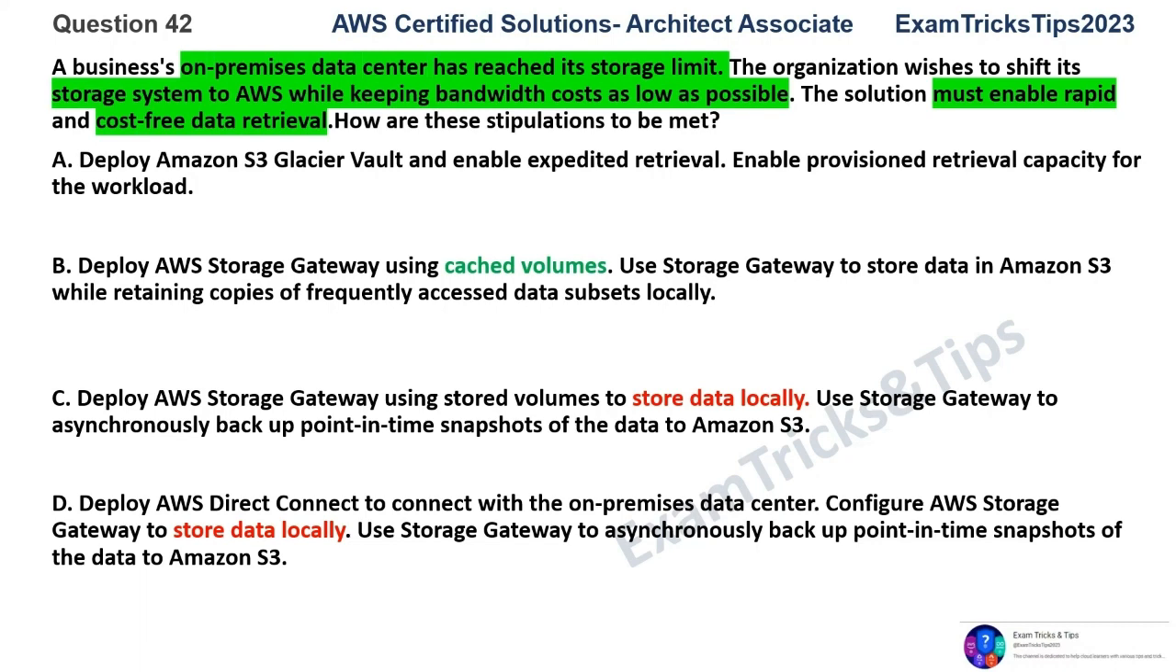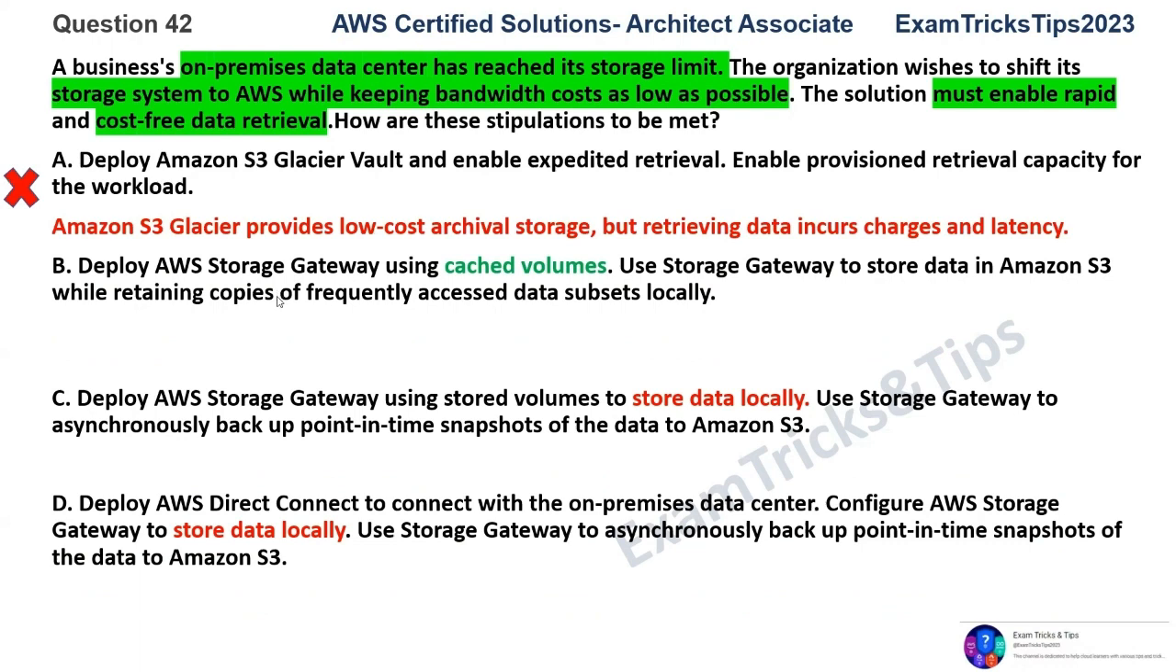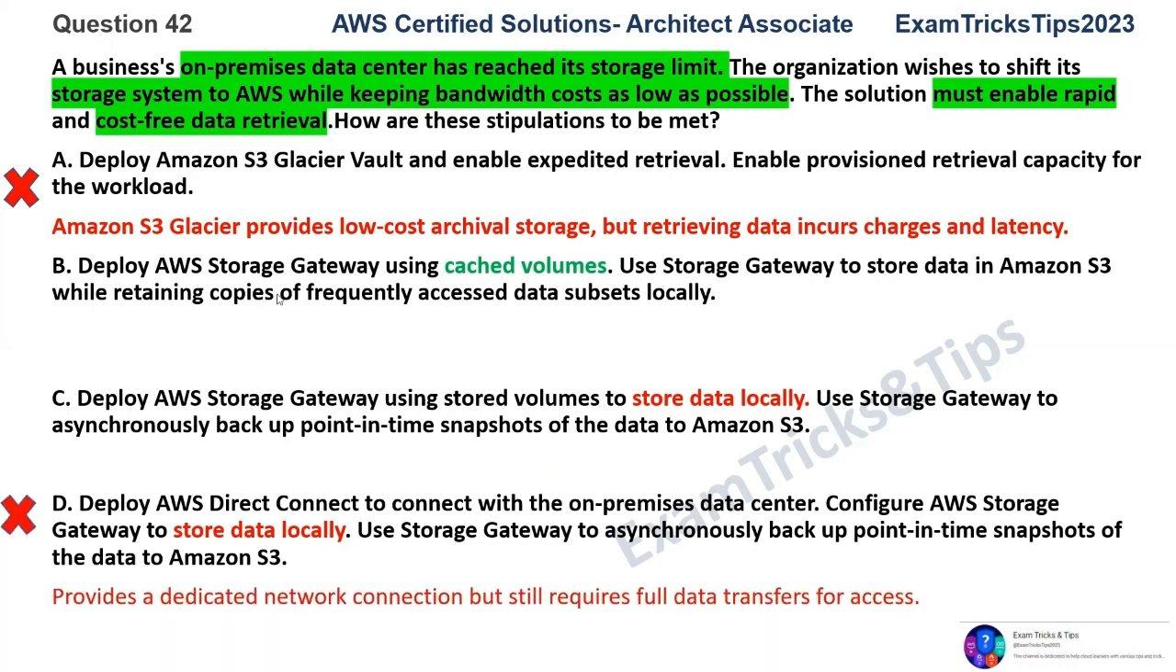If you look at option D as well, over there we have also been told to store data locally, but that one I am ruling out just on the basis of AWS Direct Connect. We don't need AWS Direct Connect once we have AWS Storage Gateway. So option C is ruled out because of the store-data-locally requirement, and option D is ruled out because of Direct Connect.